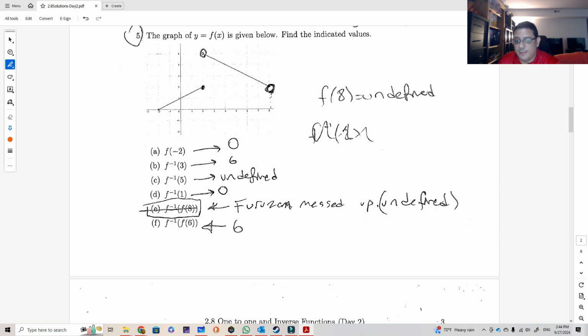Now, f minus 1 of f of 6. F of 6 actually exists. Notice here, f of 6 is this point, which is 3. So this is like f minus 1 of 3, and I could trace it back. Well, f minus 1 of 3 is really 6. So I get back to the original point from where I'm coming from. And that makes sense because f minus 1 composed with f just gives me the value from where we're coming from.